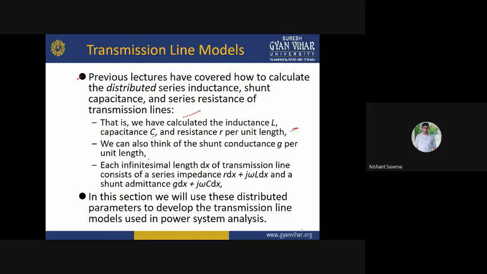Now we can also think of a shunt conductance G per unit length. Each infinitesimal length dx of a transmission line consists of a series impedance R dx plus j omega L dx, and the shunt admittance of G dx plus j omega C dx. In this section, we will use these distributed parameters to develop the transmission line models used in power system analysis.